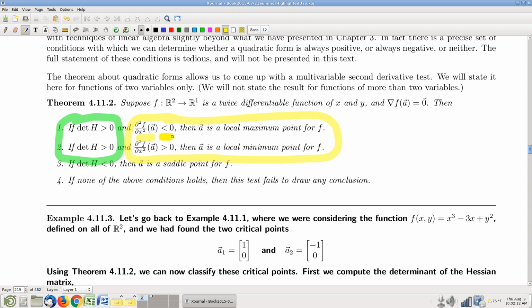If the second partial with respect to x is negative, then you get a maximum. If the second partial with respect to x is positive, you get a minimum. It really smacks very strongly of Calc 1. Right? So if the determinant's positive, great news.